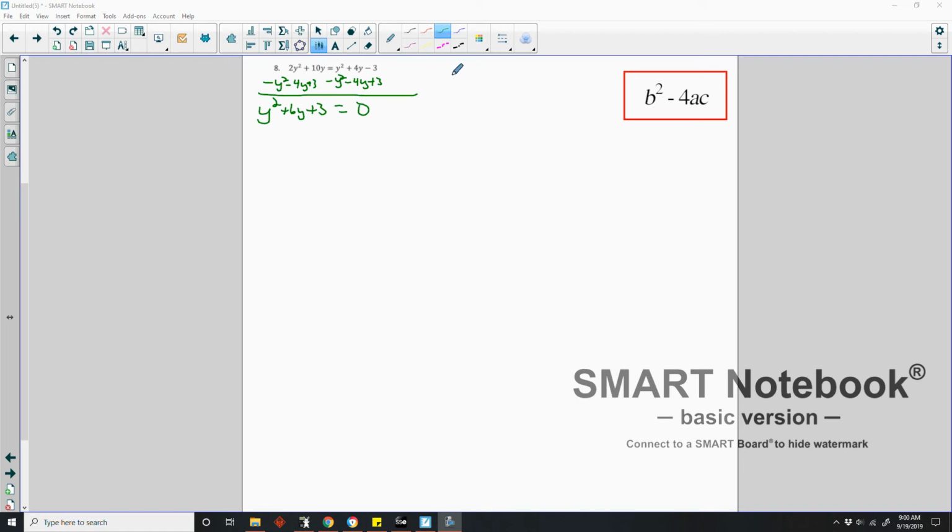All right, so A equals 1, B equals 6, C equals 3. B squared minus 4AC, and B is 6, minus 4 times A times C. 36 minus 4 times 1 is 4, times 3 is 12. 36 minus 12 is 24. That is a positive number, so it'd be 2 real solutions.